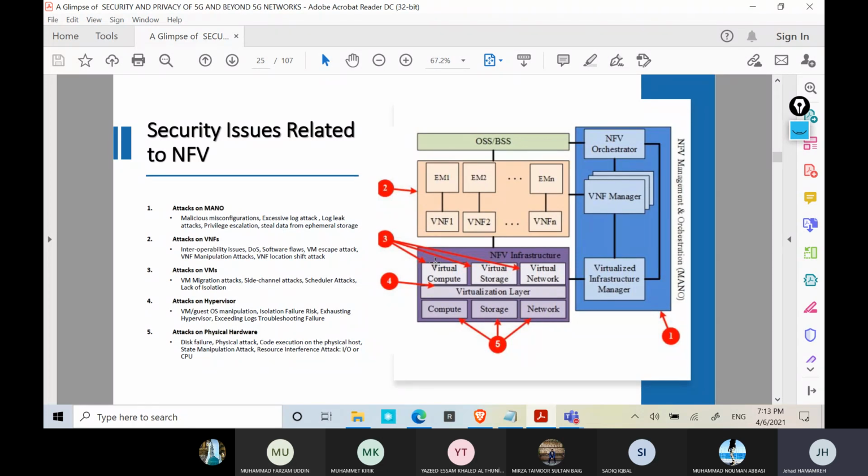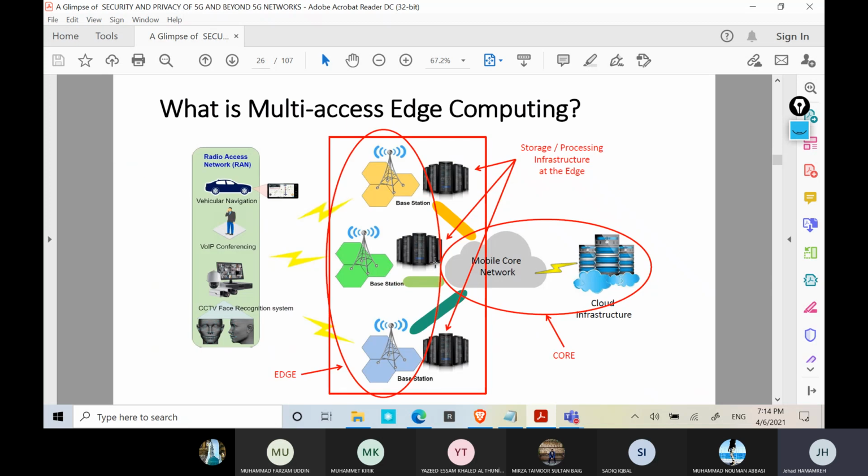Attacks on the hypervisor as well: guest operating system manipulation, isolation failure risk, exhausting the hypervisor, exceeding logs, troubleshooting failure, and so on. You also have attacks on physical hardware: disk failure, physical attacks, code execution on the physical host, state manipulation attack, resource interference attack. All these are things happening due to this softwarization process, network function virtualization. The third technology is multi-access edge computing.